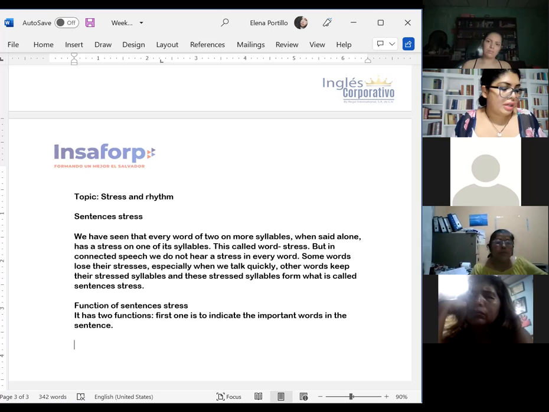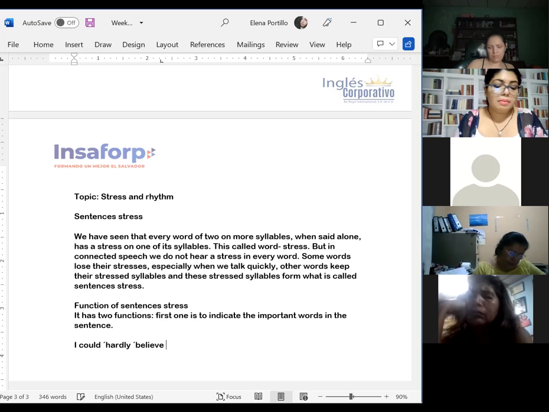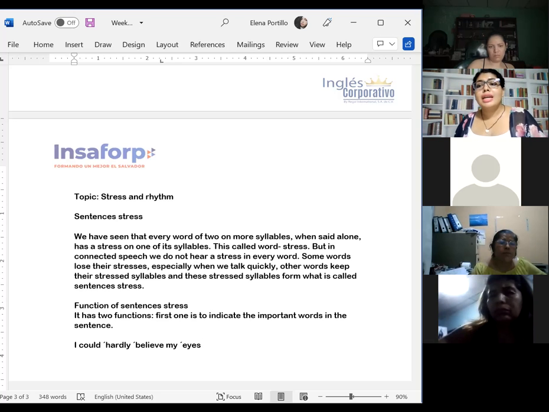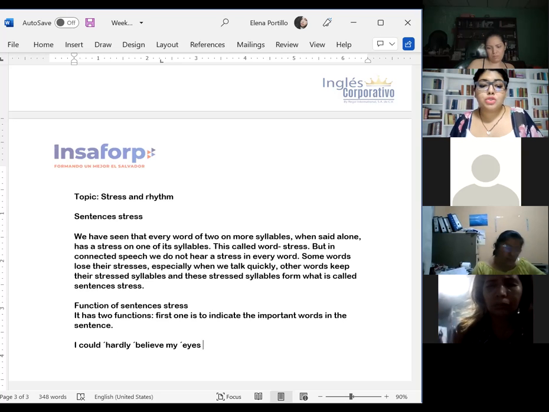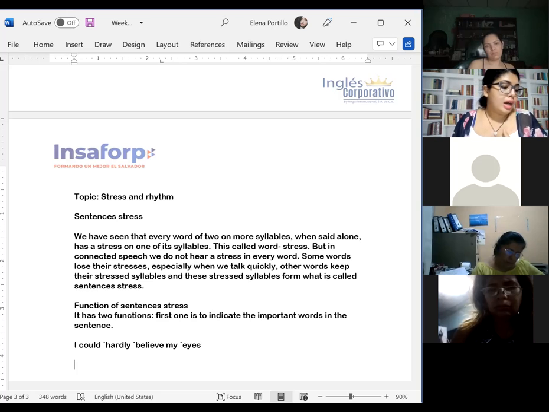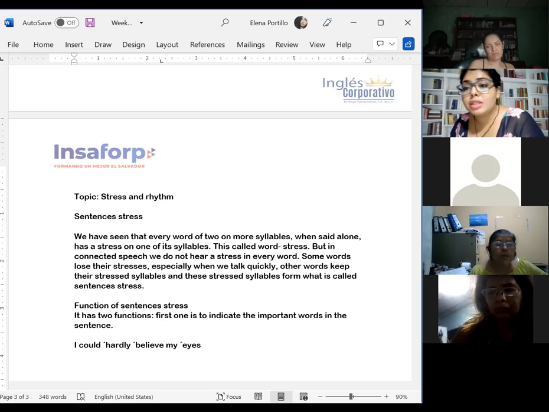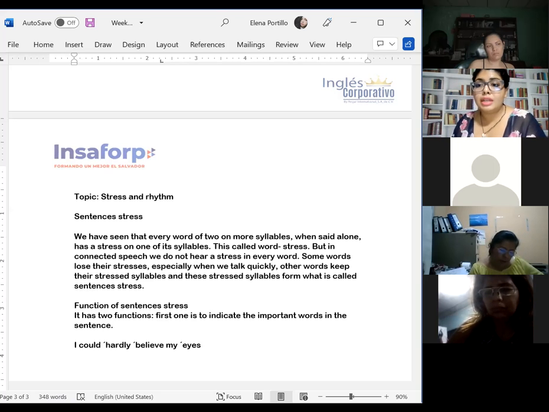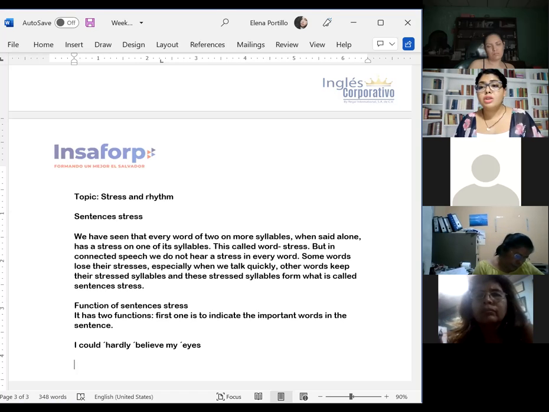So let's write the sentence here: I could, and we are going to add this symbol to mark the stress: hardly, believe, again we are going to mark believe, my, and we are going to mark eyes. Those symbols that we are writing at the beginning of the word let us know that those words have a stress. Hardly, believe and eyes are stressed because they are important in meaning. What does this mean? Because we are saying that we don't believe something that is happening. So in that case, the meaning is that we are not sure and we are feeling something like surprise.